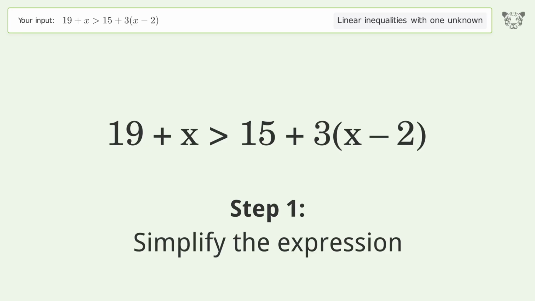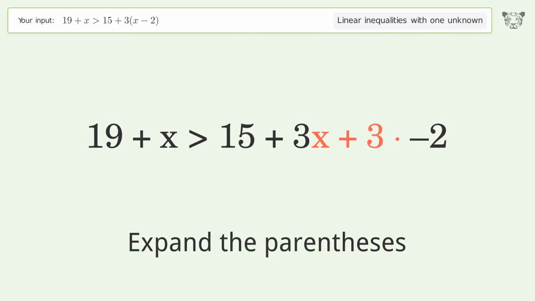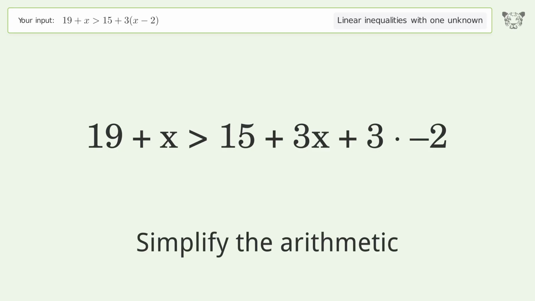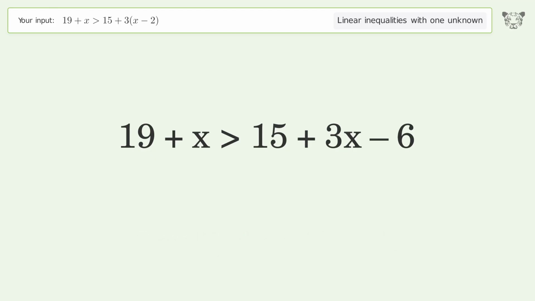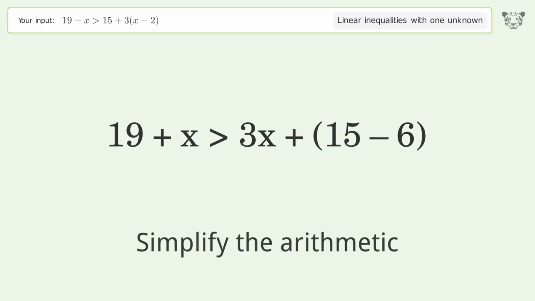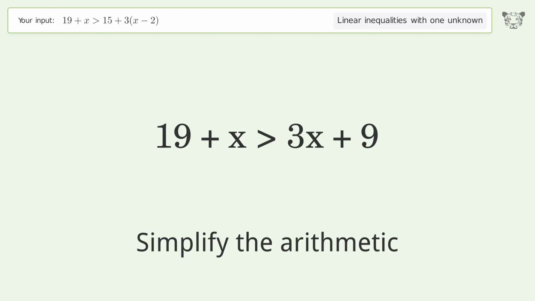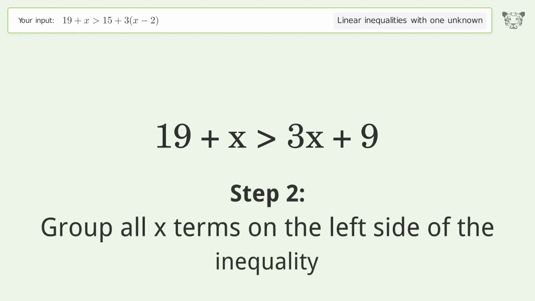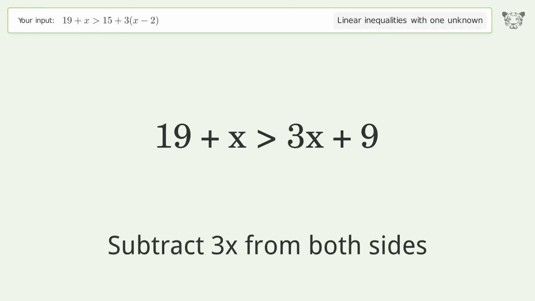Simplify the expression. Expand the parentheses. Simplify the arithmetic. Group like terms. Simplify the arithmetic. Group all x terms on the left side of the inequality. Subtract 3x from both sides.